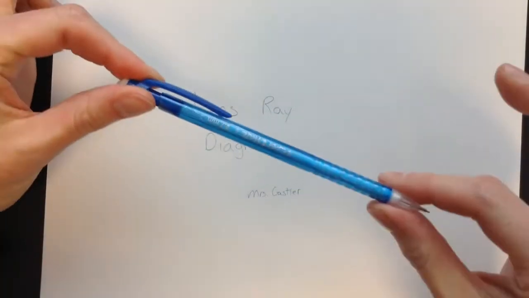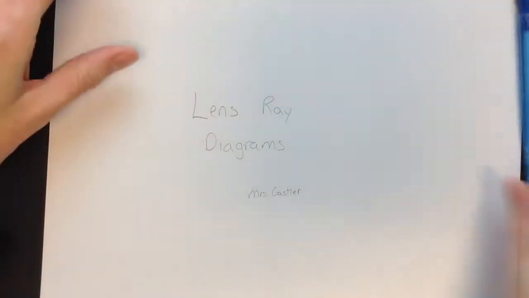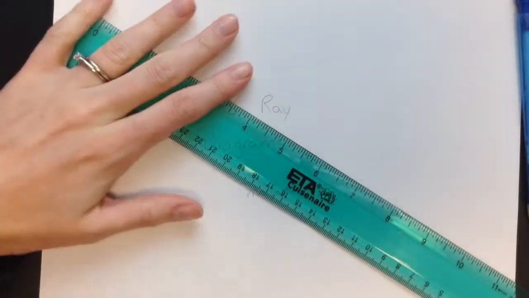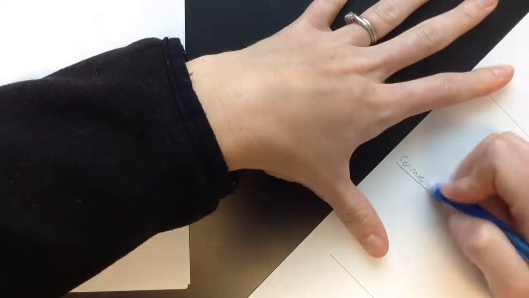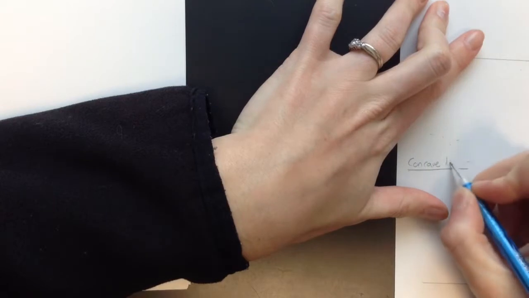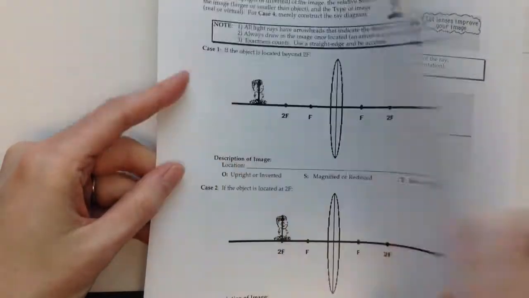You're going to want a pencil with an eraser, just in case. A ruler is going to be helpful. I'm going to start by drawing some concave. Oh, hello, I wrote mirrors on there. That should say lens. Drawing some concave lenses and some convex lenses, and then you will also want a copy of this packet, which should be printed in the classroom there, so that we have some things to work with here.